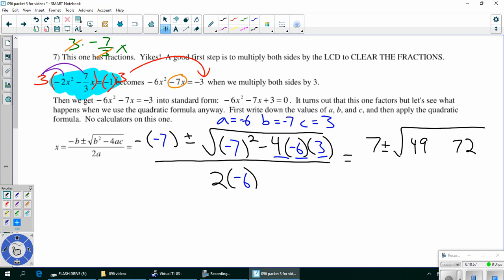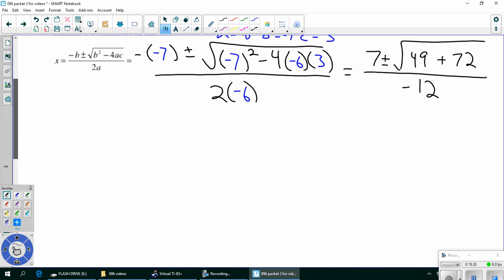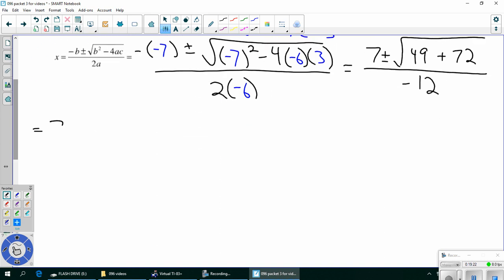And now I'm going to think about my signs. So I see a subtraction, and I see a negative, and that's 2 negative signs in my mind, and 2 negatives multiplied to get a positive. So that's 49 plus 72. All too often I see folks put 49 minus 72 because they don't quite keep track of the signs. All divided by 2 times negative 6, that's negative 12, equals 7 plus or minus, okay, 49 plus 72, that is 121.